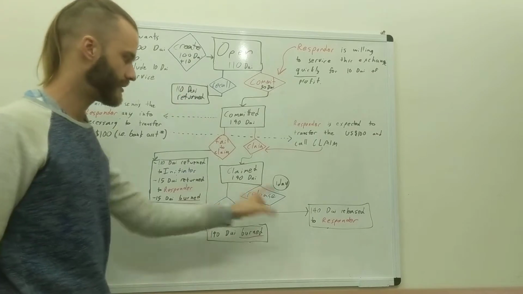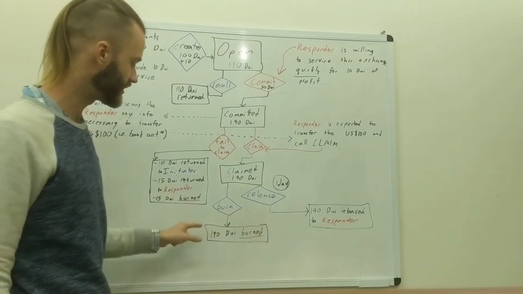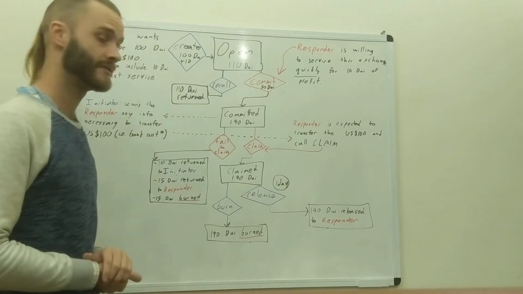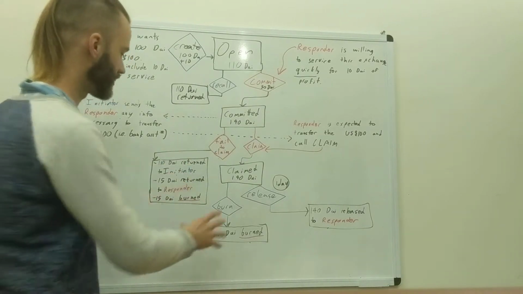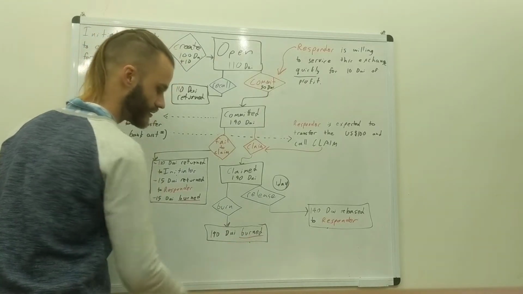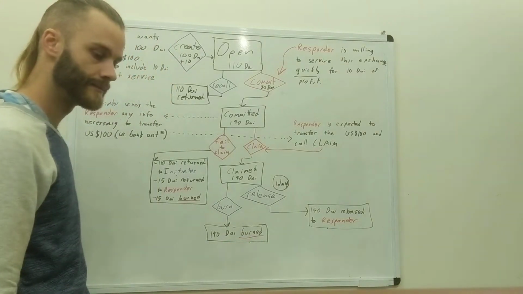Now, because of the game theory, that should almost always happen, but in the case that it doesn't, in the case that they don't actually receive the fiat, they will have to burn money, which is a sad story. But the game theory, just the threat of this burn here, should make that scenario quite unlikely.